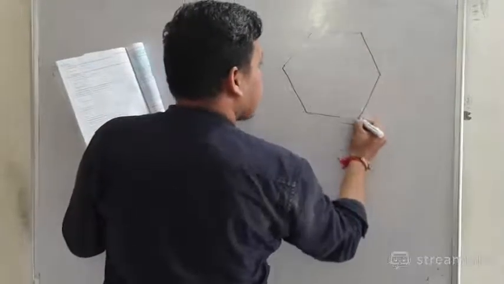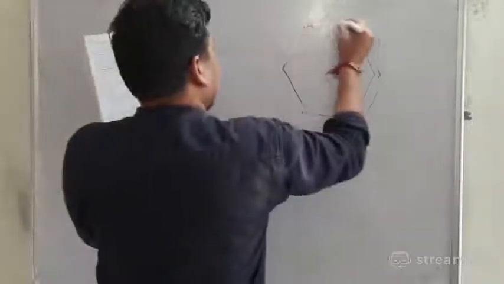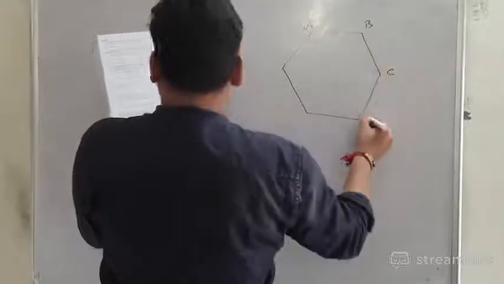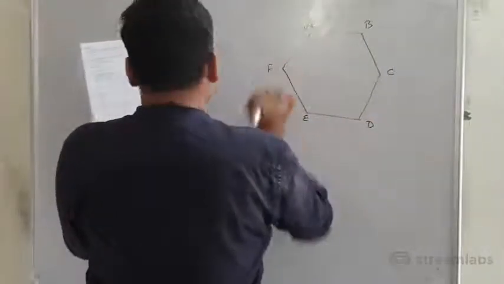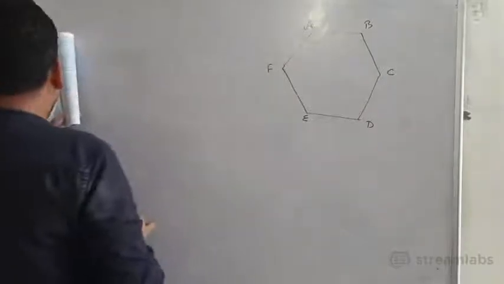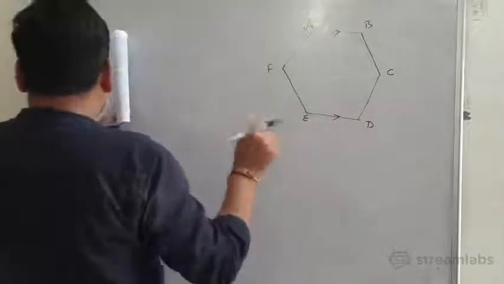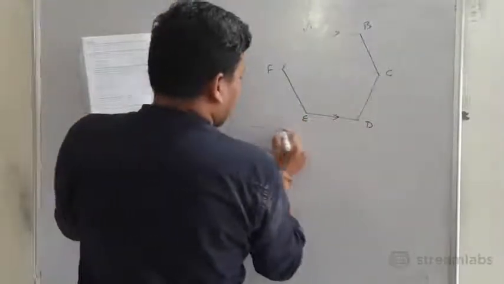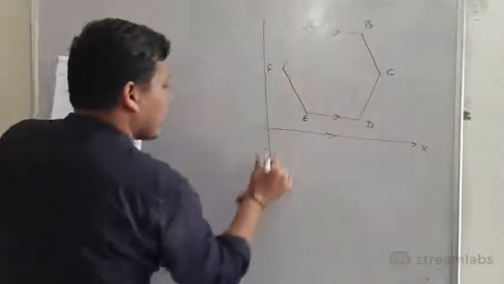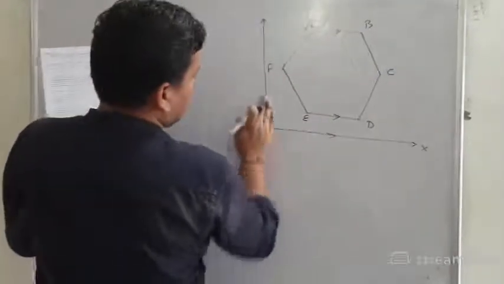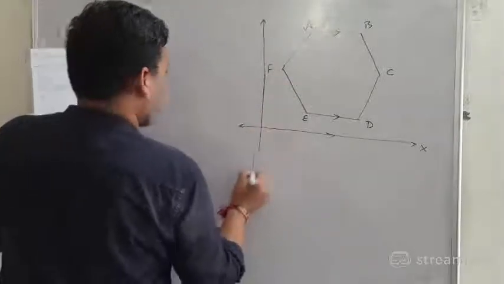All the 6 sides are equal. And A, B, C, D, E, F. Okay, regular hexagon, parallel. AB is parallel to ED, and ED is parallel to the x-axis. This line is parallel to the x-axis. So this is your x-axis, and this is your y-axis. Okay, sir.